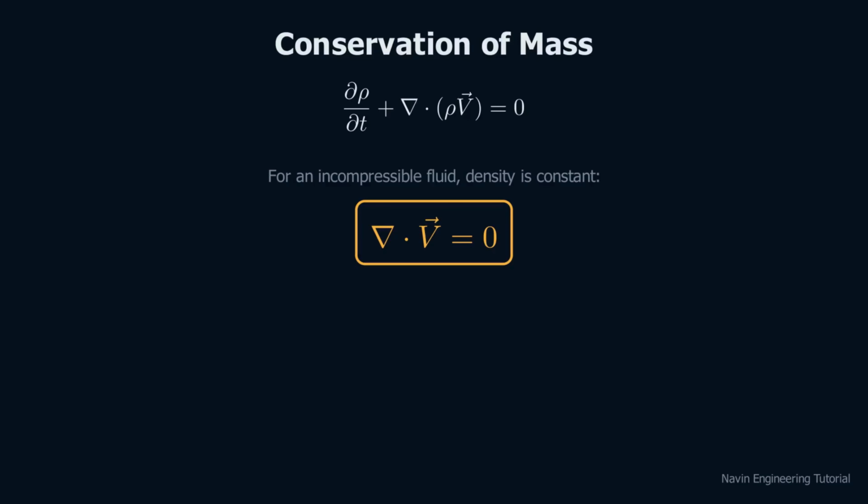Treating density as constant, we call the flow incompressible, and the continuity equation collapses beautifully into a single, elegant statement. The divergence of the velocity field is zero. In plain language, whatever volume of fluid flows into any tiny region must flow back out. Fluid cannot pile up or vanish anywhere. This is our first building block of the Navier-Stokes system.